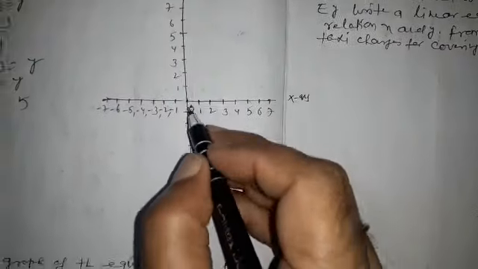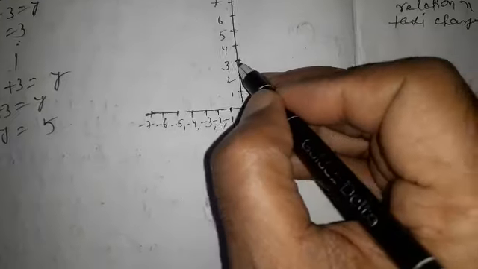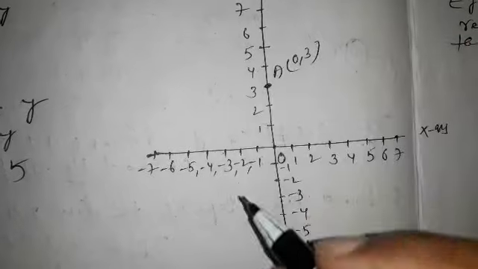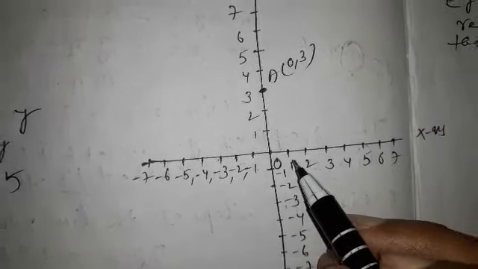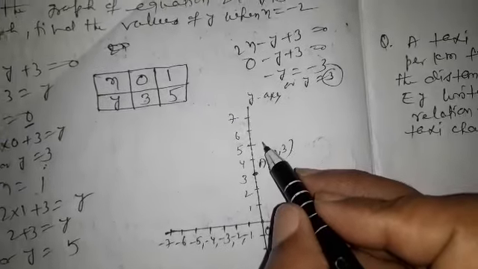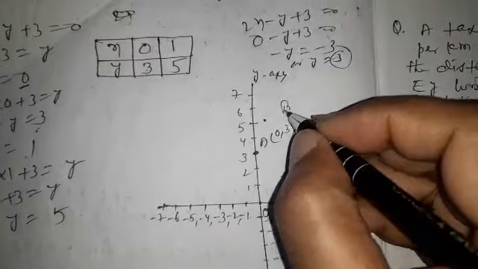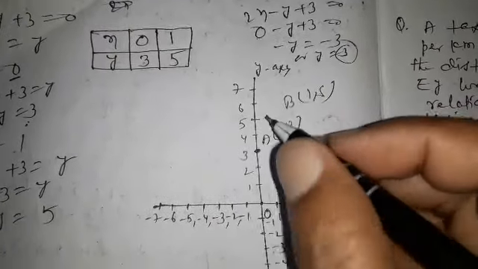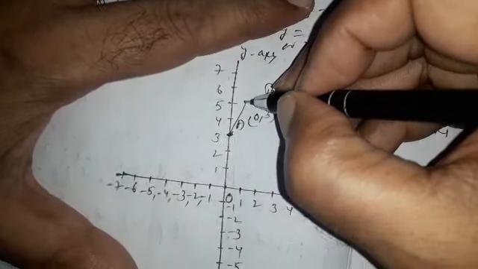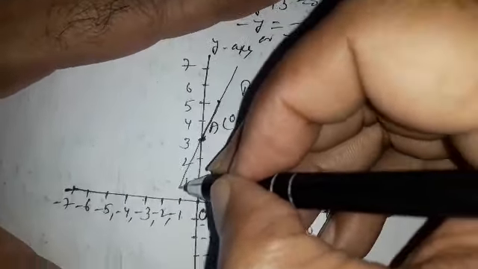So here x is 0, then y is 3. This point is A (0, 3). Second point, x is 1, y is 5. This is B (1, 5). Now join the line AB and produce it in both directions.